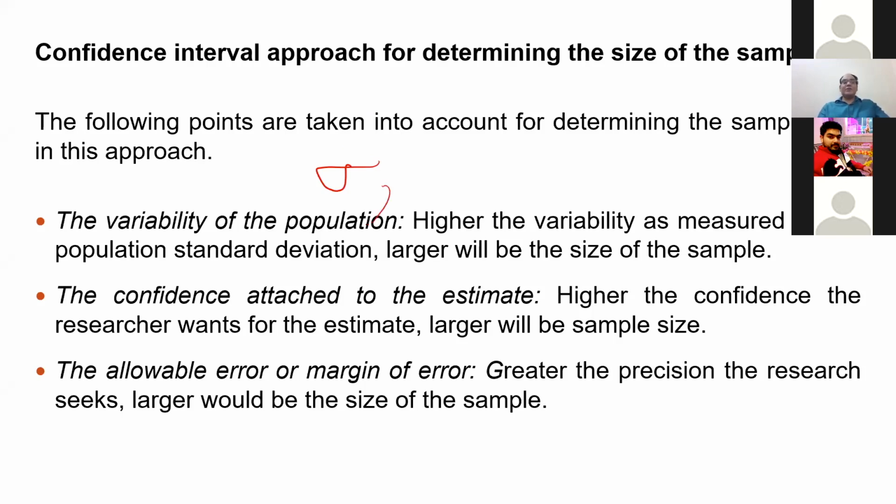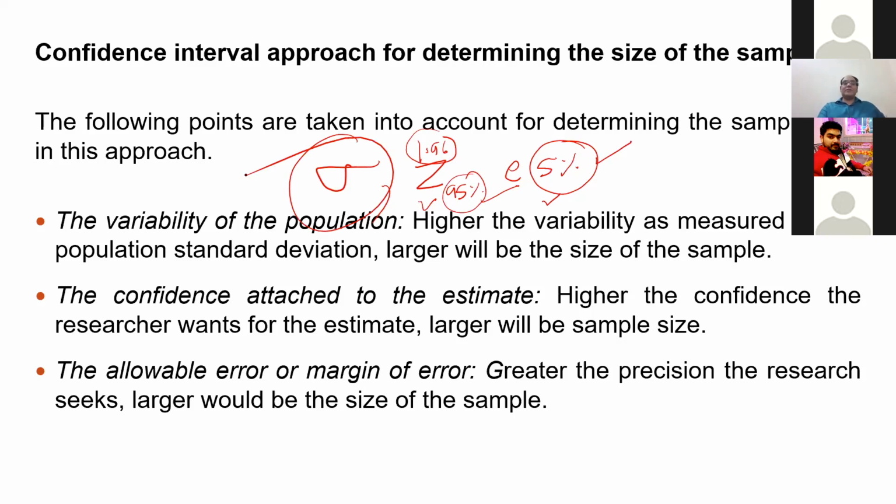Number one is standard deviation. Number two, the confidence level, which is denoted by Z. If my confidence level is 95%, I will use the Z value at 95%, which is equal to 1.96. Then the margin of error, normally we keep 5% in almost every study. So when we apply the formula, this value is constant and this value is constant, because the margin of error we always keep 5% and the confidence level we always keep 95%. So the problem lies only in the standard deviation.